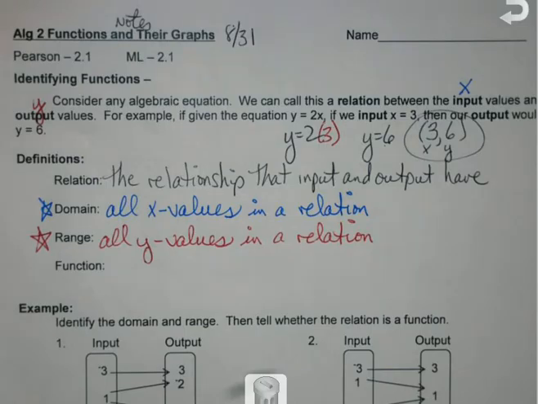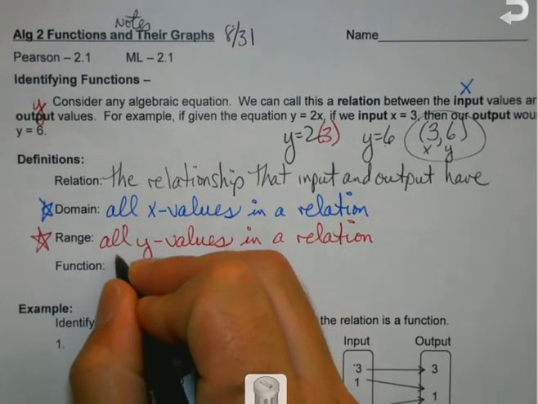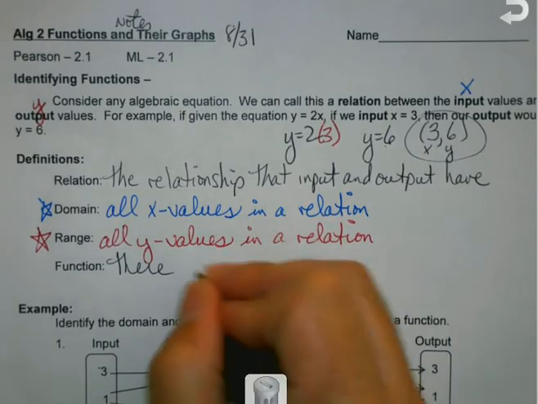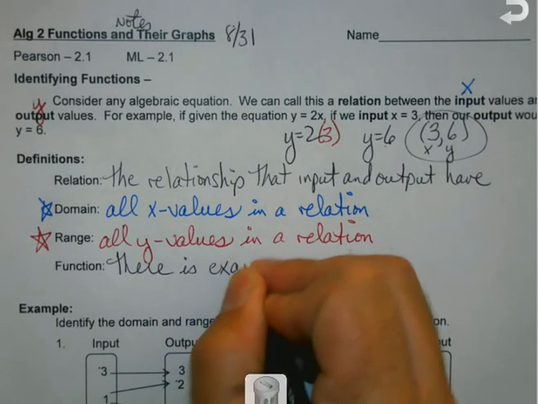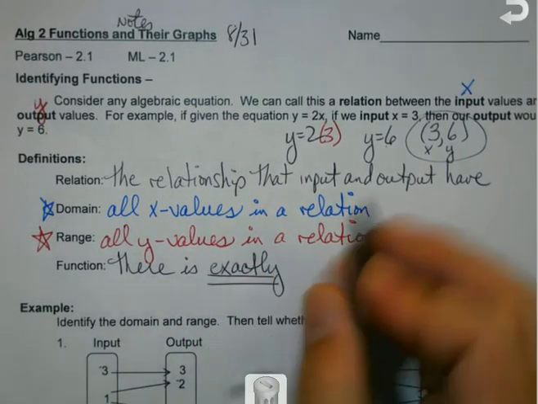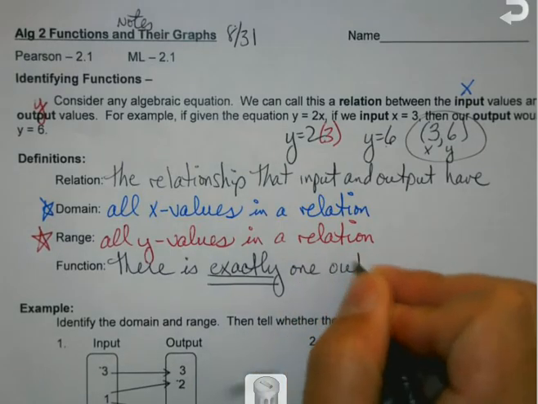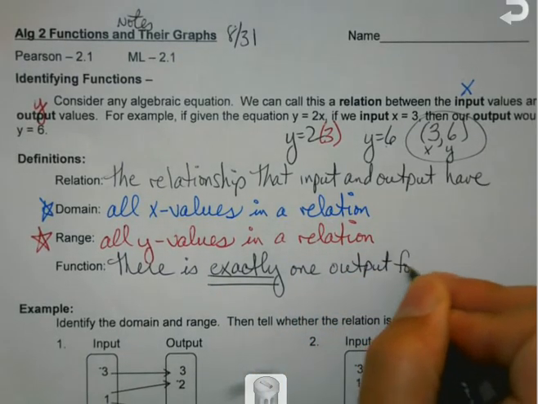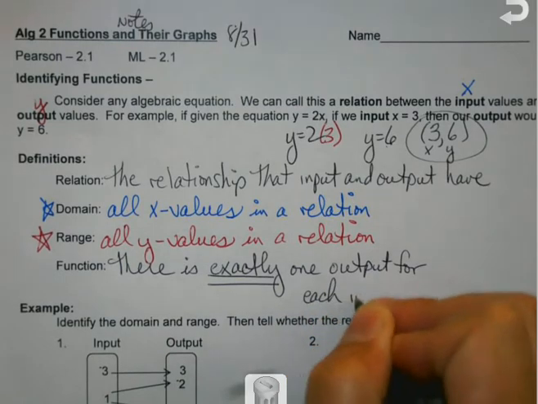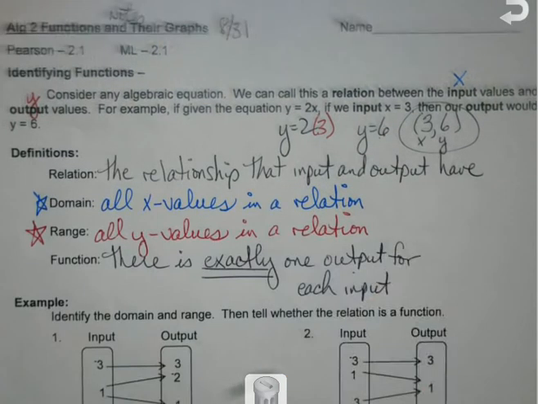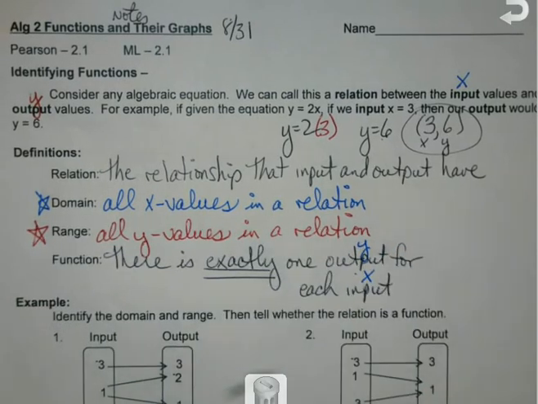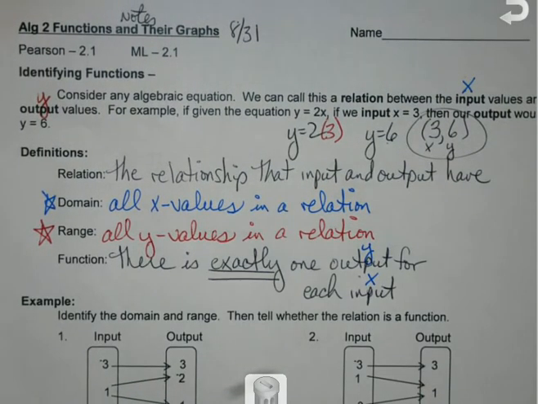And then the final part, which is actually the definition of our whole section, functions. When a relation is a function, there is exactly, no more, no less, one output for each input. In other words, there's exactly one y value that goes with each x. So if I plug in 2, I get out 5. I plug in 3, I get out 7. Every time I plug in an x, I get one y value out, not more, not less.